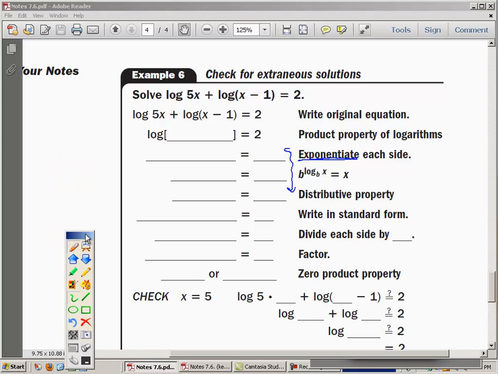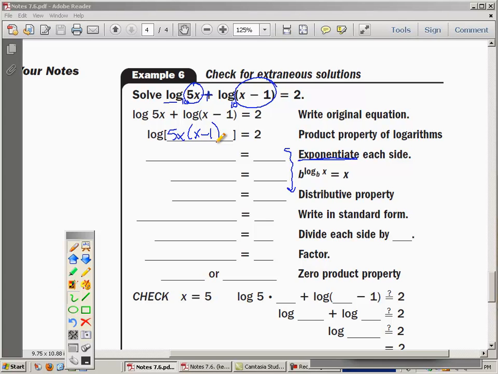First thing that we have to remember is from the previous lesson, when we do this, we have to recognize this is log base 10 of 5x plus log base 10 of x minus 1. Since it's the same base and we're adding, that ends up being the product of those two things. And so this is log base 10 of 5x times x minus 1 is equal to 2.